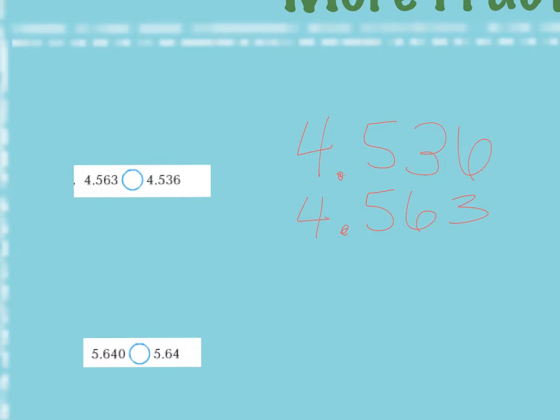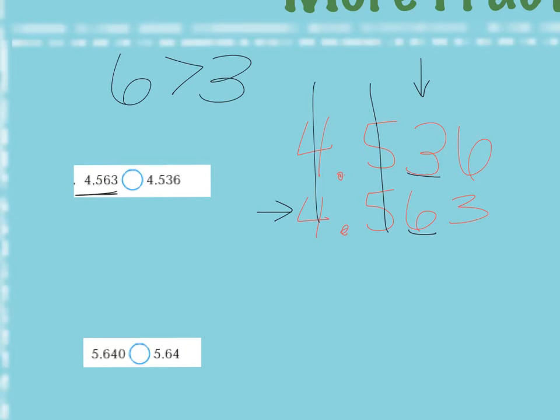And I'll go place value by place value to see where I can see the difference. So the 4s are both the same, so that means the ones place are equal. The 5s are both the same, which means that the tens place is equal. Now I come to the hundreds place and I see that one has a 6 and one has a 3. I know that 6 is greater than 3, so that means that this number right here, 4.563 or 4 and 563 thousandths, is going to be greater than 4 and 536 thousandths.